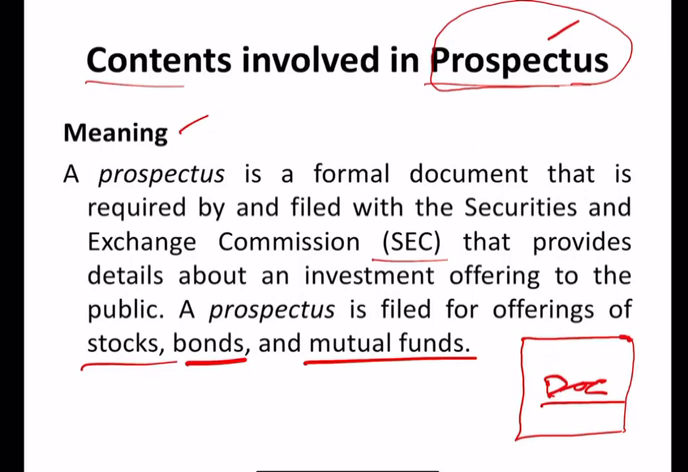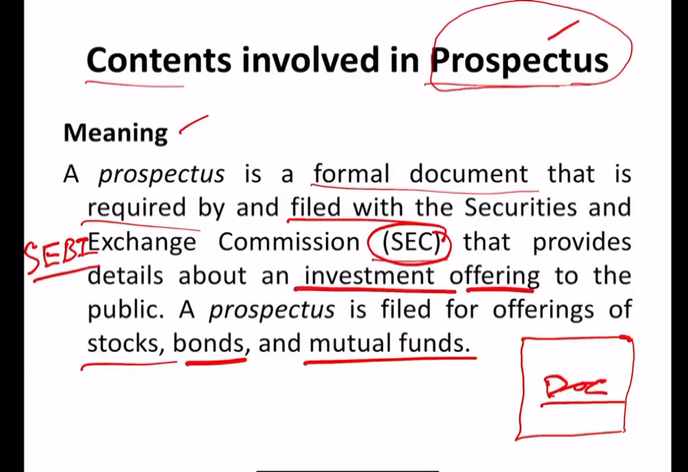So what it means, it's a formal document that is required by and filed with the Securities Exchange Commission. In India, it is called SEBI, Securities and Exchange Board of India, that provides details about an investment offering to the public, the general public like you and me, who are interested to subscribe in the company, who are willing to invest in the company. They want to know everything about the company in a document. What the company is doing, which products they are producing, is it in the product segment or service segment, everything they want to know. After knowing, if they want to invest, they will invest in the company.